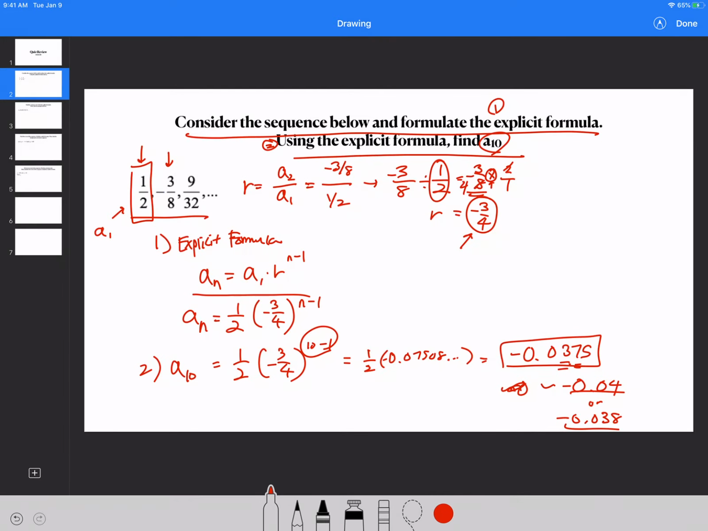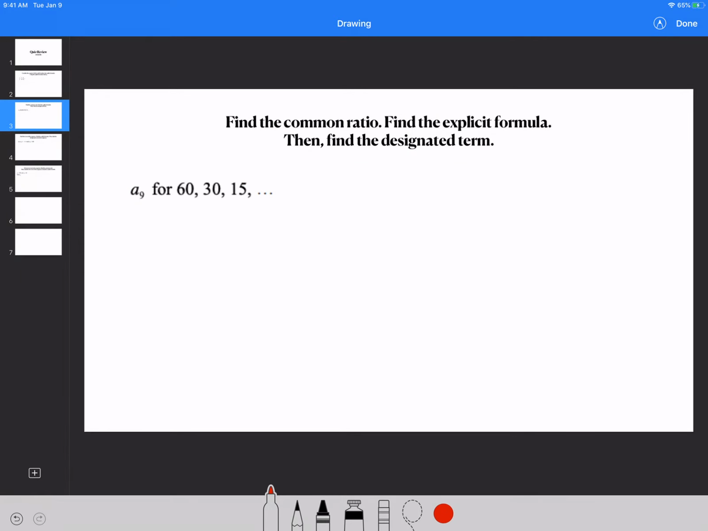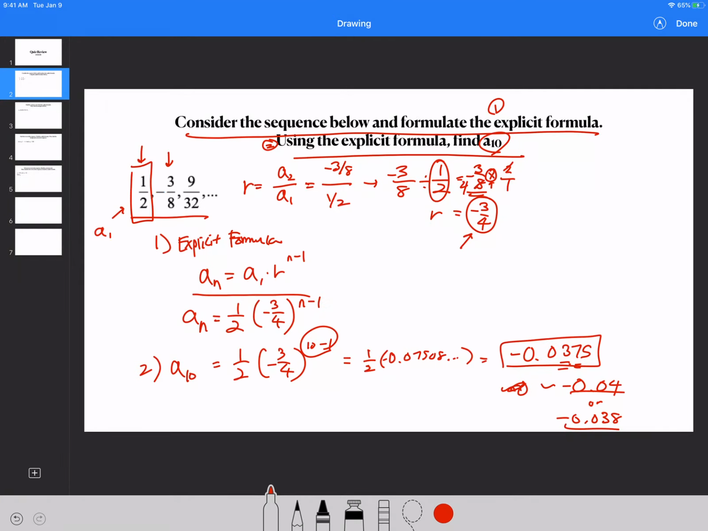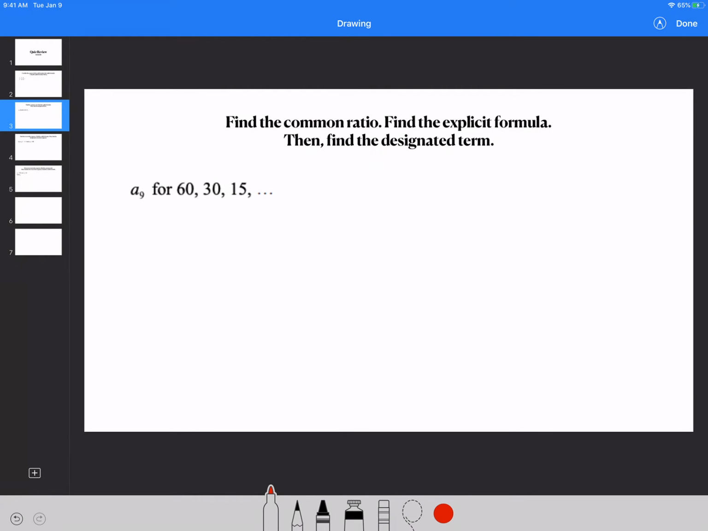Okay, that's one of the questions. Let's go to the next one. Find the common ratio, find the explicit formula, and then find the designated term. It's pretty much the same thing as the previous question. So they're asking you again to find the designated term when they're giving you the sequence like this.